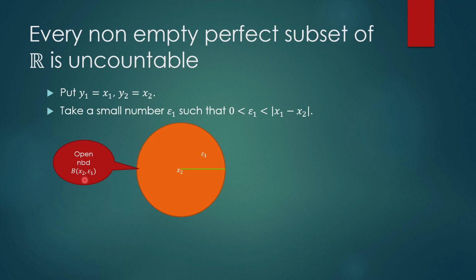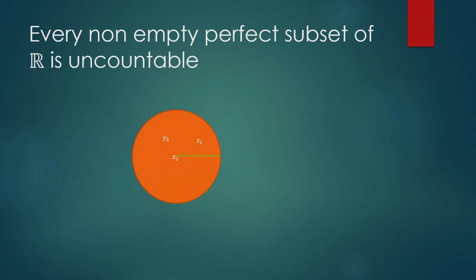So this open neighborhood will contain some other member of E. Some other member of E. So that member, you can take some member y3, let us name it y3, the third element of the sequence. So it will be somewhere here, some member of E. That is coming from the definition of perfect set. Since E is a perfect set, any neighborhood of x2 will contain some other point of E, and you can take arbitrarily one point. Let us name that one y3, that is the third element of the sequence.